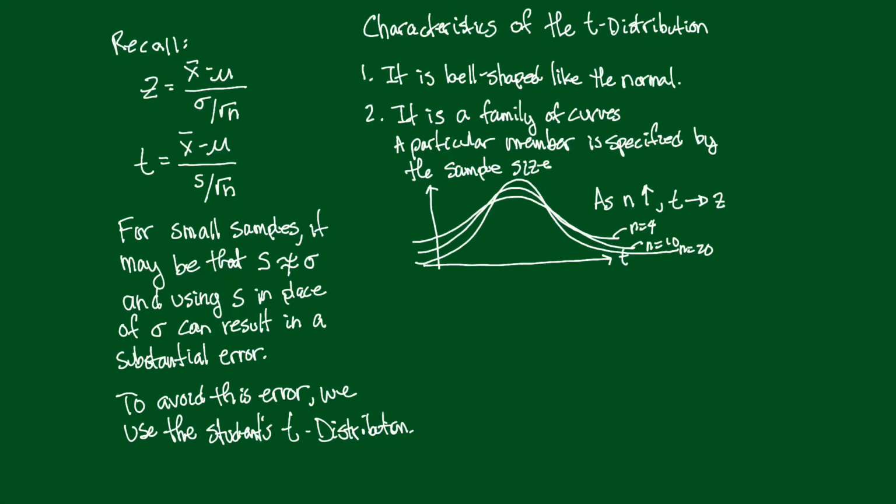Let's write some characteristics of this t-distribution. First of all, it's bell-shaped like the normal. It is also a family of curves. A family of curves means there's a collection of curves, like I've drawn some here, and the member of the family depends on the sample size. If you have a small sample, like n equals 4, you're going to have a bell shape, but it's going to have thick tails, and it does not come up very high.